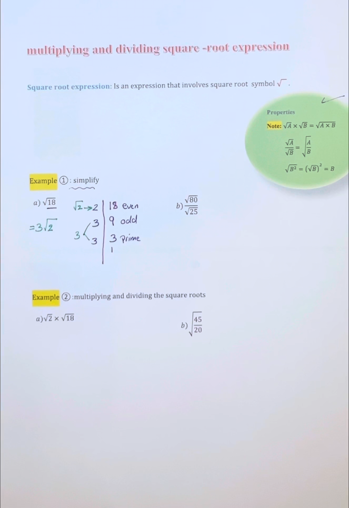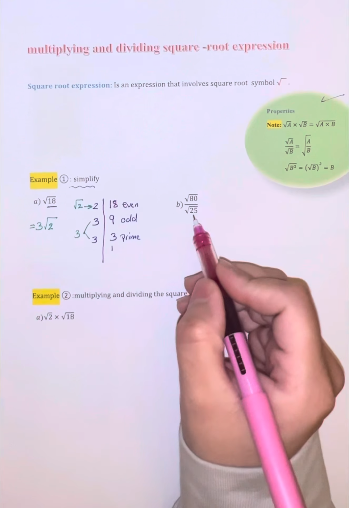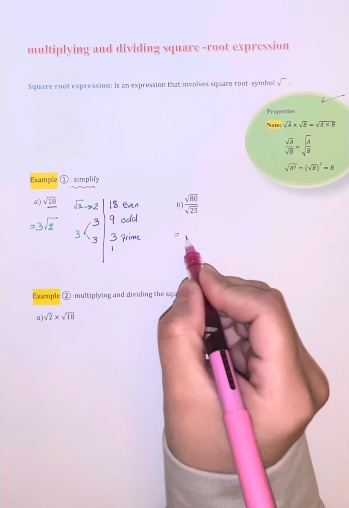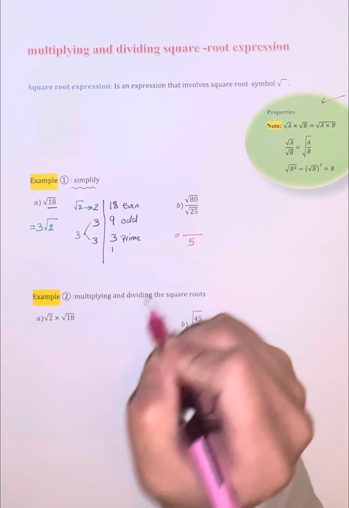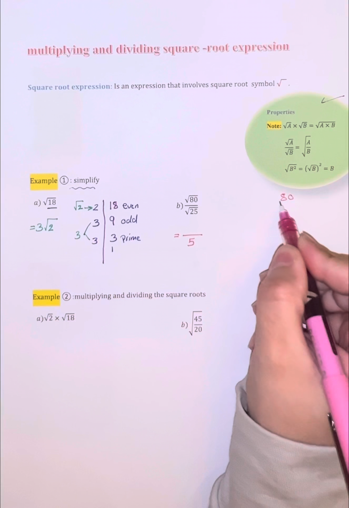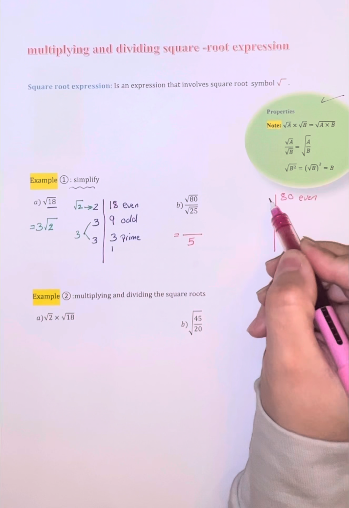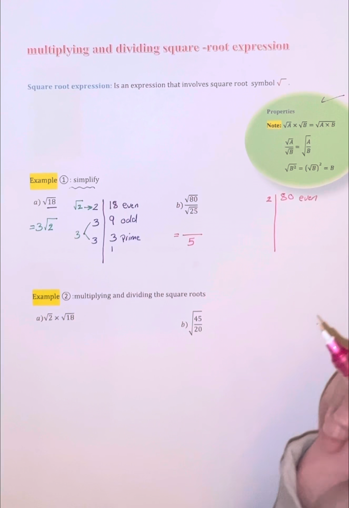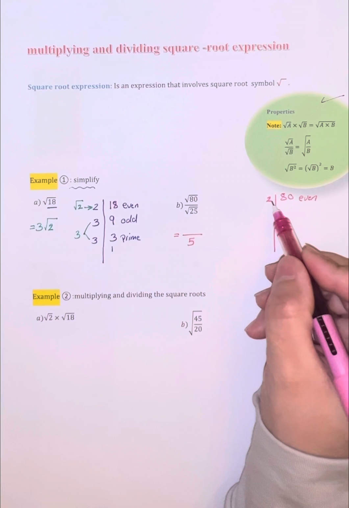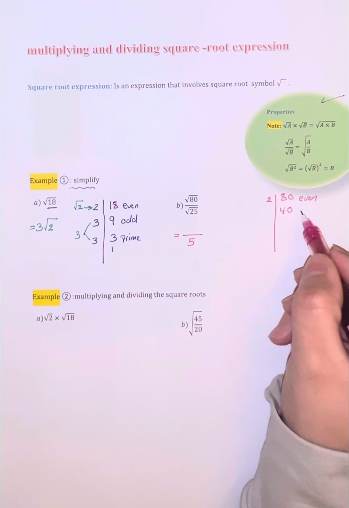B, square root of 80 over 25. 25 is a perfect square, so the answer is 5, okay? For 80, we need to factorize it. It's even, divided by 2. Any even number can be divided by 2. 8 divided by 2 is 4. 0 divided by 2 is 0.